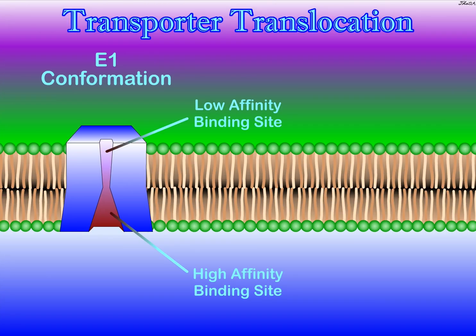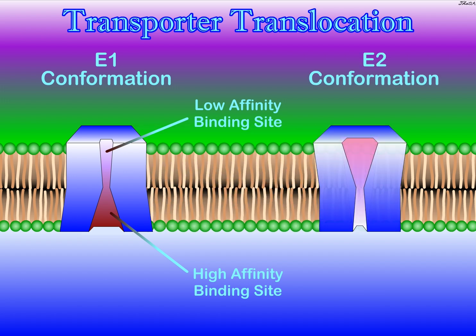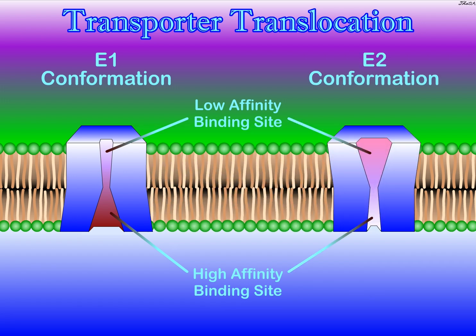Transporters and P-class ATPase pumps have two binding sites, one on each side of the transmembrane cavity. Transporters and pumps exist in two conformations. In the relaxed E1 conformation, the high-affinity binding site is open and the low-affinity site is closed. In the E2 conformation, the opposite occurs. The low-affinity binding site opens and the high-affinity closes.